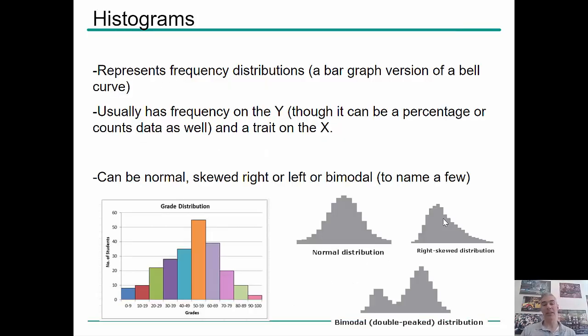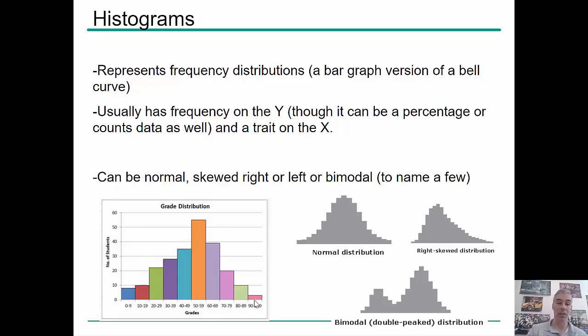Now, a histogram is basically a bar graph version of that bell curve. It usually represents frequency distributions. That means frequency is a percent or the decimal version of a percent. We're going to be dealing with frequencies a lot in AP Bio. You're going to have frequency on your y-axis and the trait in question on the x-axis. So this is looking at grade distribution in a population. You can see how many people got between 0 and 9, 10 and 19, all the way up to 90 and 100, where most people fall in this average range.